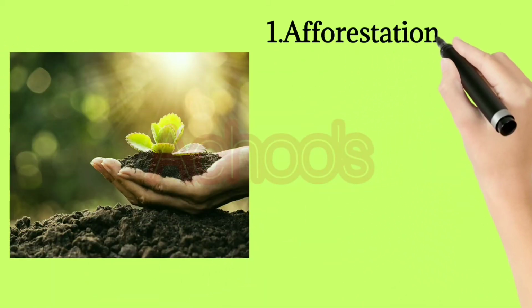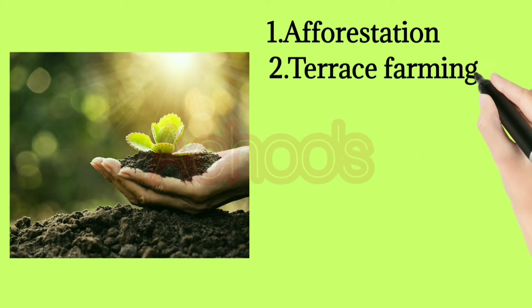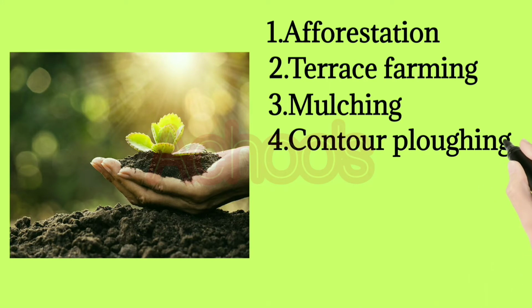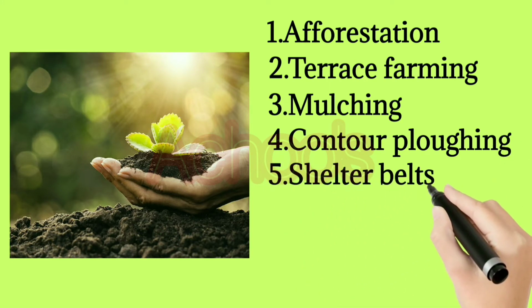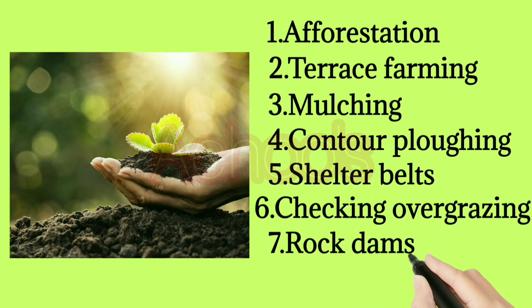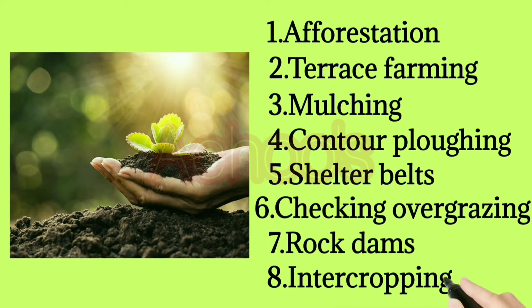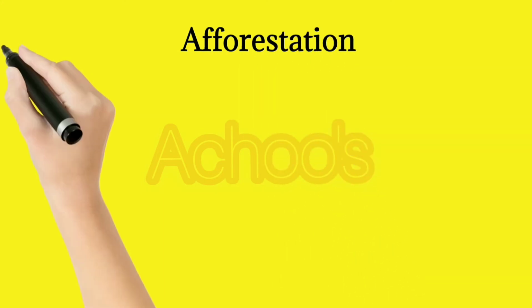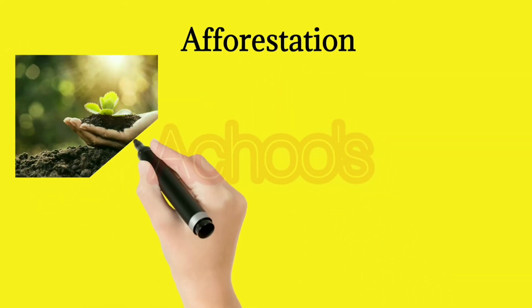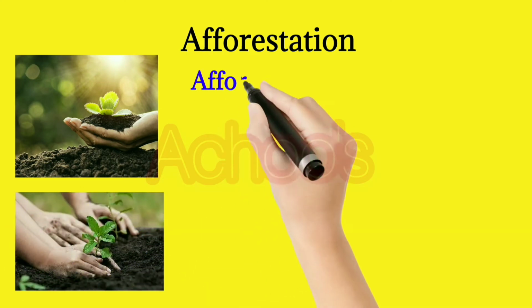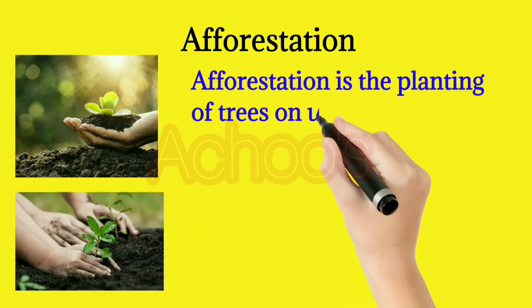Here I have mentioned 8 points. They are afforestation, terrace farming, mulching, contour flying, shelter belts, checking overgrazing, rock dams and intercropping. So the first point is afforestation. What is the meaning of afforestation? It is the planting of trees on uncultivated land and hill slopes.